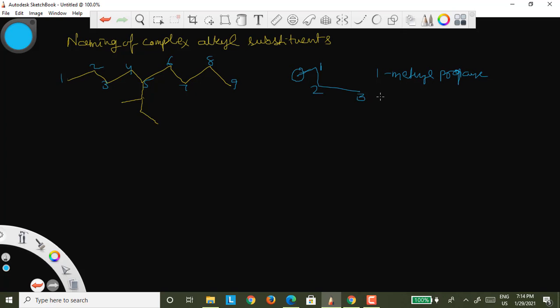If it is 1-methylpropane, then what is the total compound name? The total name will be like this: at position 5 the substituent name will come, and then nonane. So at 5, what is coming? At 5, you write the name 1-methylpropane.